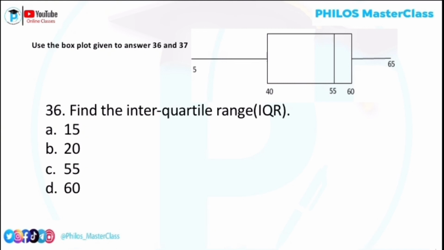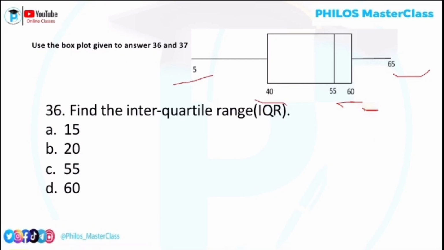Use the box plot given to answer questions 36 and 37. Question 36 says, find the interquartile range. It's important to understand that this is the minimum value, and this, 65, is the maximum. Then this 40 here is the first quartile, and this 60, the end of the box, is the third quartile. The one within the box is the second quartile.